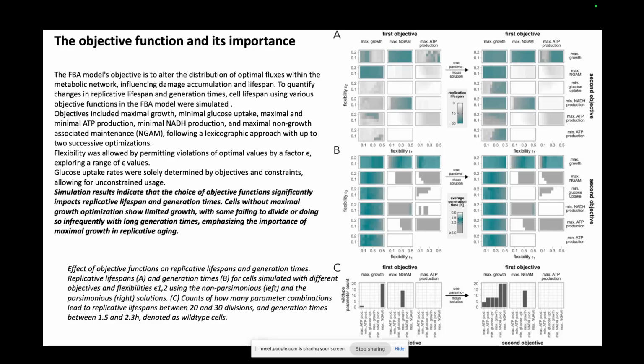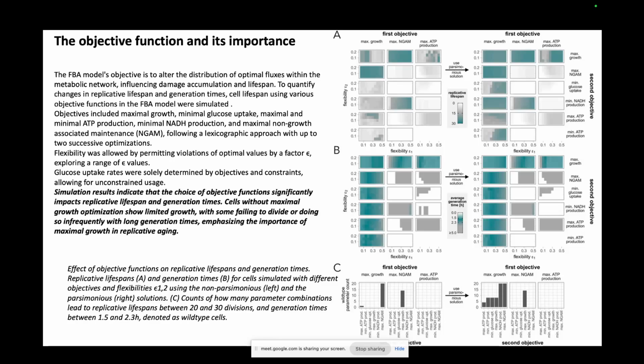Talking about the objective function, what are the objectives that you can put in the objective function? It can be maximizing growth rate, or minimizing glucose uptake, because you want the maximum amount of product from the minimum amount of substrate, something like that. Or minimal and maximal ATP production, or maximal non-growth associated maintenance, something like that.